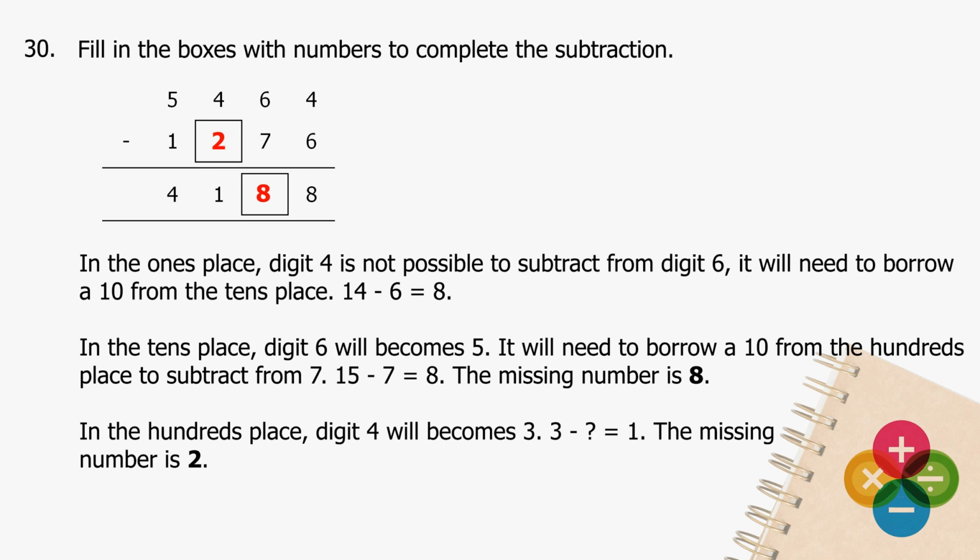In the hundreds place, digit 4 will become 3. Subtract the missing number from 3, and the difference is 1. The missing number is 2.